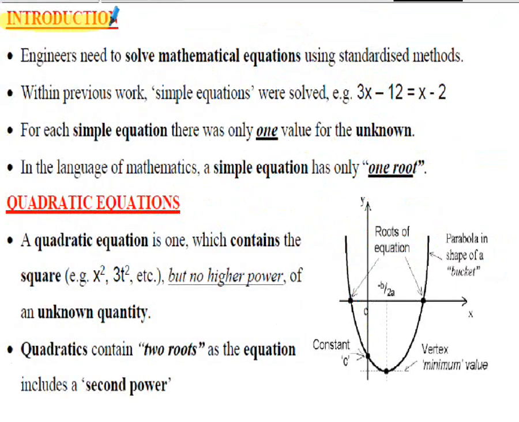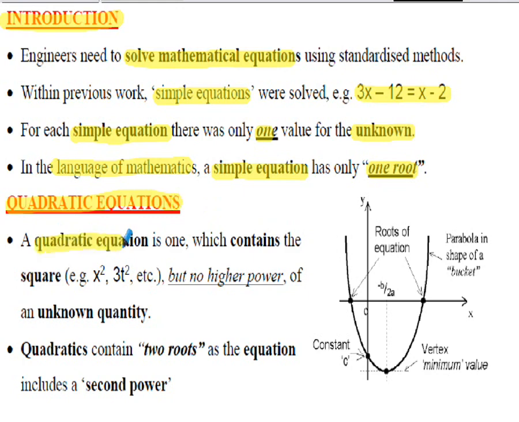A brief introduction to quadratic equations. Engineers need to solve mathematical equations using standard methods, and we've solved simple equations in previous work such as 3x minus 12 is equal to x minus 2, where there is one unknown in the equation. This is classified as a simple equation because there's only one unknown to solve for, in other words, x. In the above equation, we will simply rearrange for x onto one side of the equation and the constants on the other to get our solution for x, and there will be one solution. In the language of mathematics, the simple equation has one root. That's the one solution.